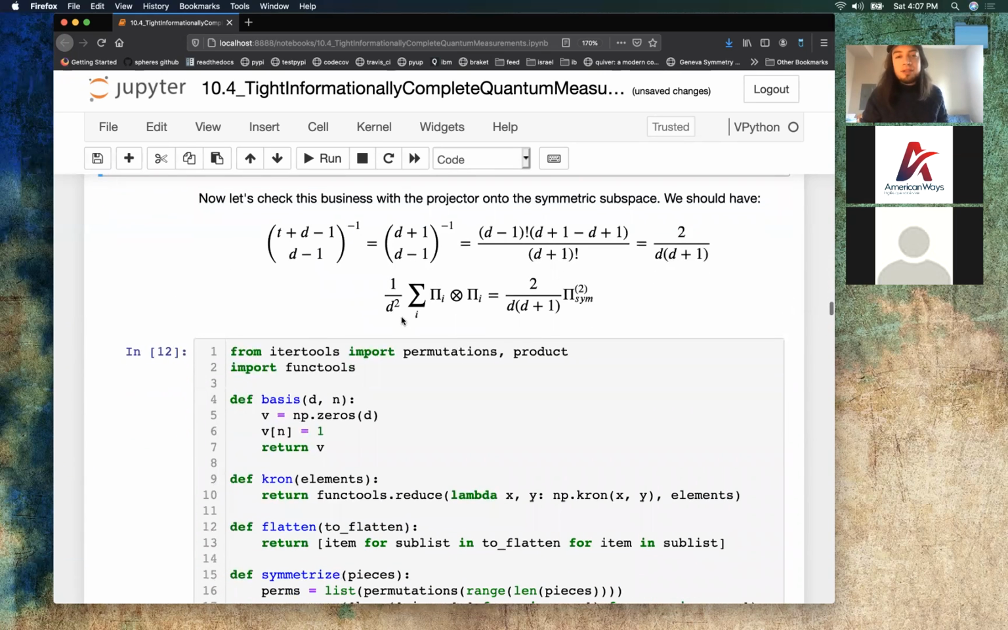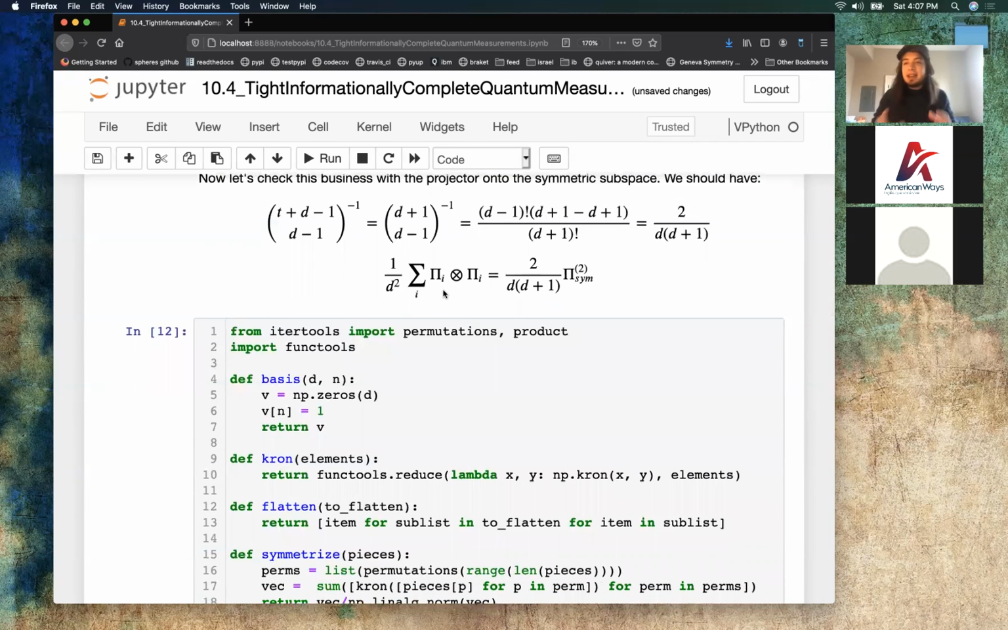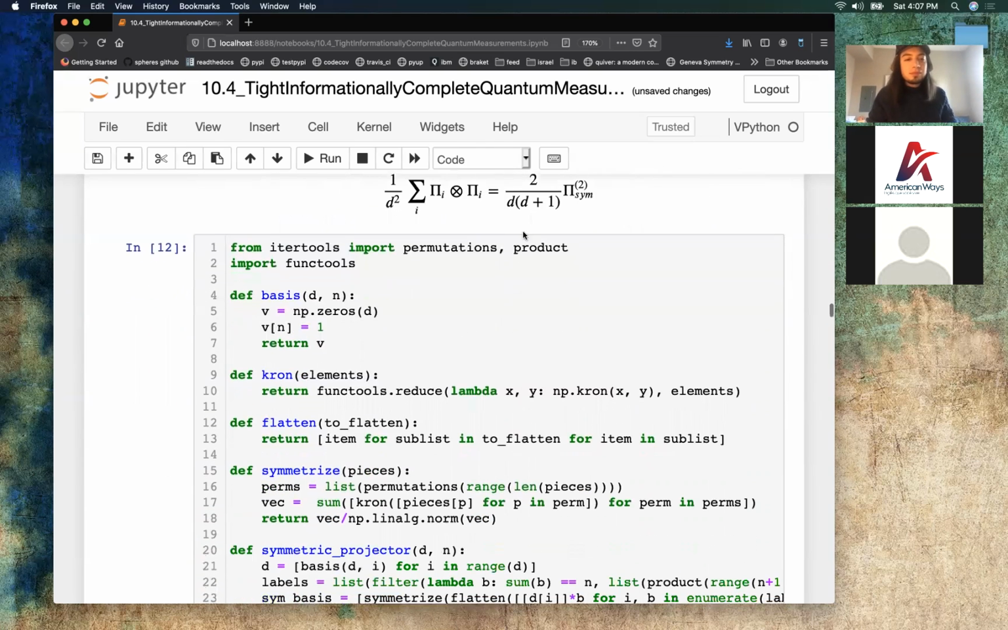We should have that if we take the projectors for each of these SICs and we tensor two of them together, or tensor the same one with itself, okay? And then add them up, we should get something proportional to a projector onto the symmetric subspace with these little coefficients.